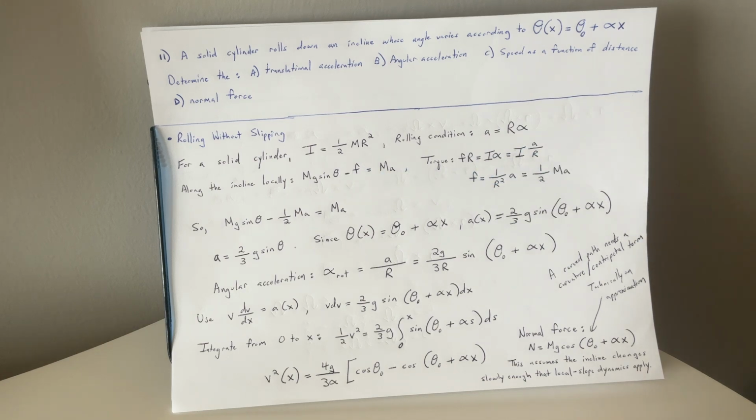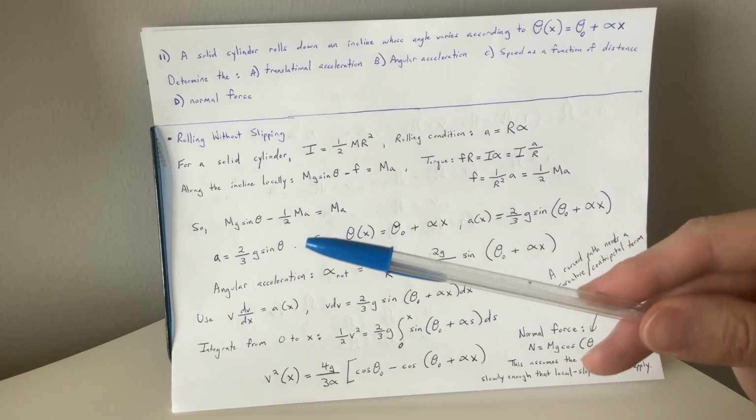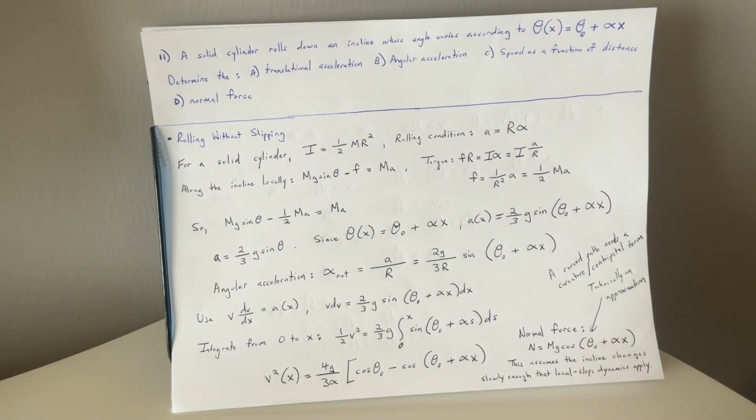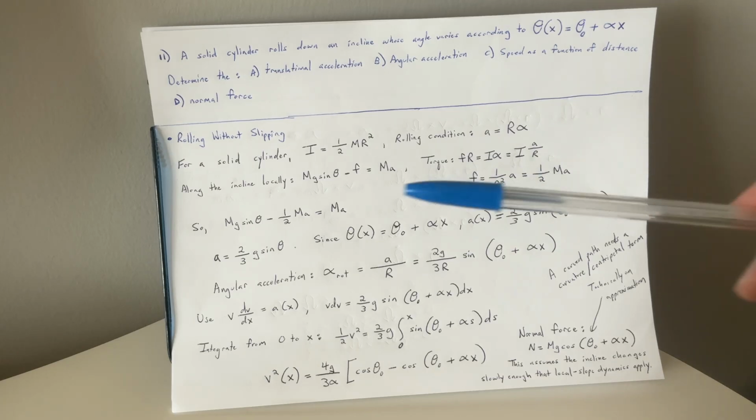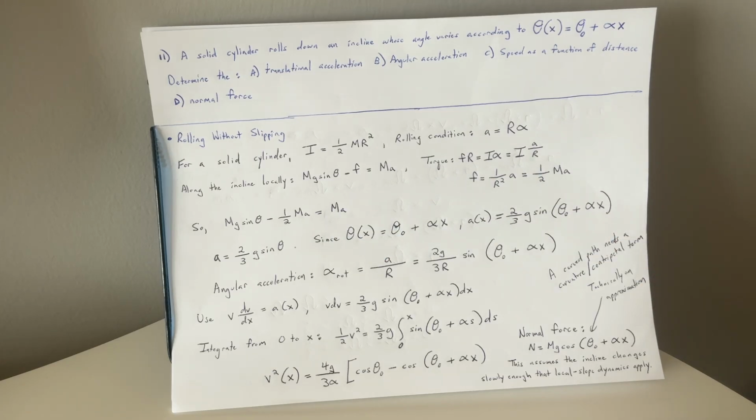From here, along the incline locally, mg sine theta minus f equals ma. And our torque, f r equals I alpha equals I times a over r. And f equals I over r squared times a, and that equals 1/2 m a. So mg sine theta minus 1/2 ma equals ma, and a equals 2/3 g sine theta.